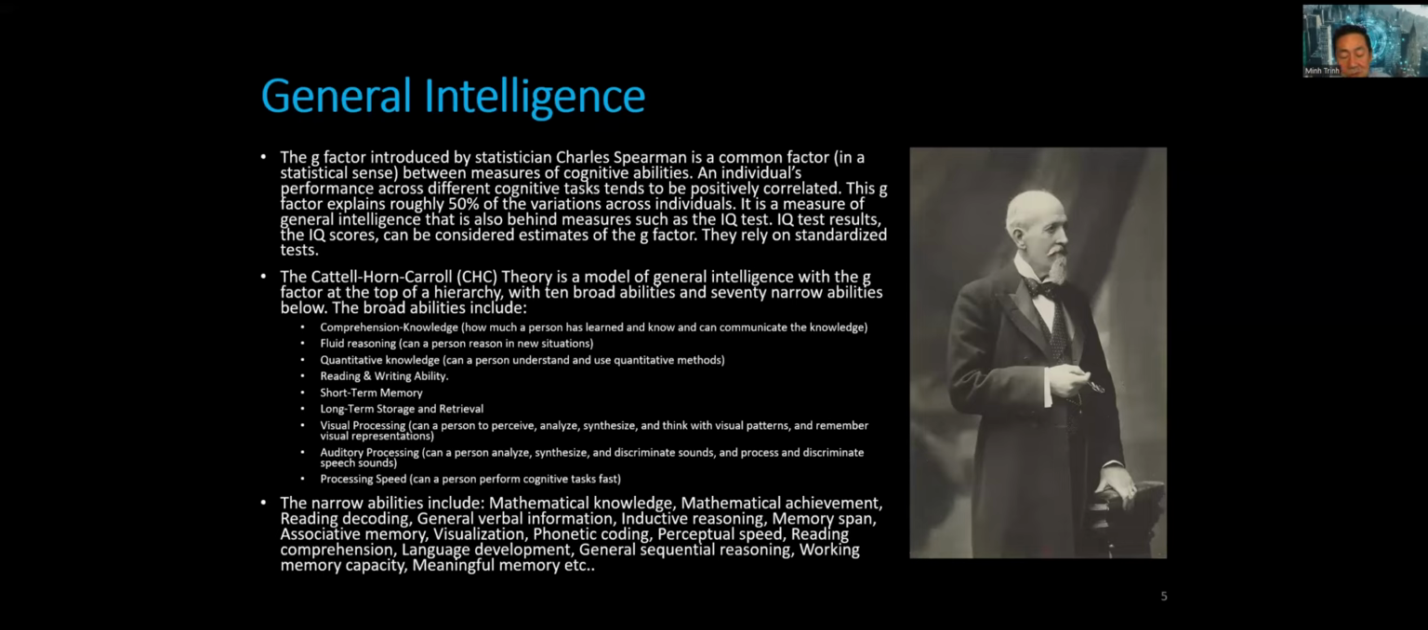So it would make sense to try to assess machines based on the same kind of abilities. And in fact, the IQ test is really based on trying to measure these abilities. Okay.